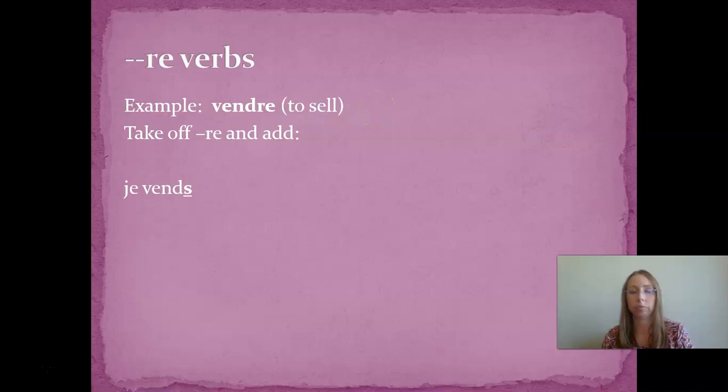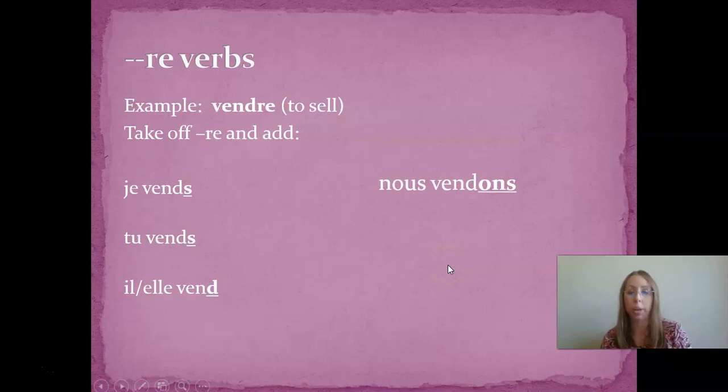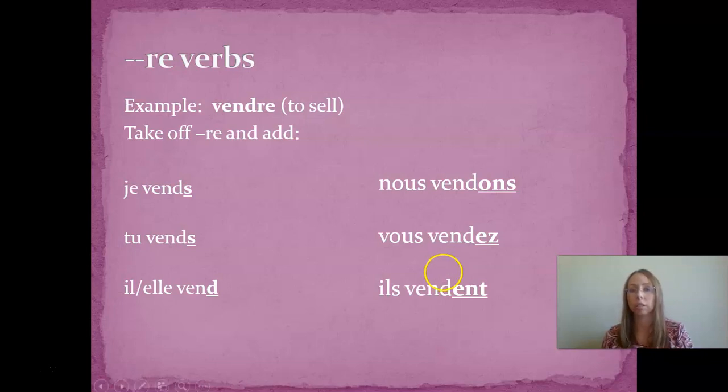Je vends with S, tu vends with S, and il vend with nothing. So it's kind of different from the ER verbs where we're used to the only time we see an S being with tu. For RE verbs, there's an S with je and tu. And notice je and tu are exactly the same. There's no difference. And these three are all pronounced the same, vend. The plural forms look like what we would expect from the earlier verbs. Nous vendons, ONS. Vous vendez, easy, and ils vendent. Again, ENT is always silent on the end of verbs.